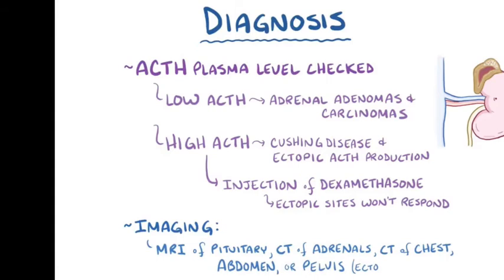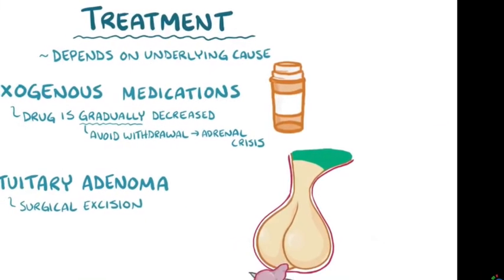So we can also do imaging, like MRI of the pituitary, CT scan of the adrenal to look for any abnormality, and CT scan of the chest to look for any lung cancer, or abdomen.